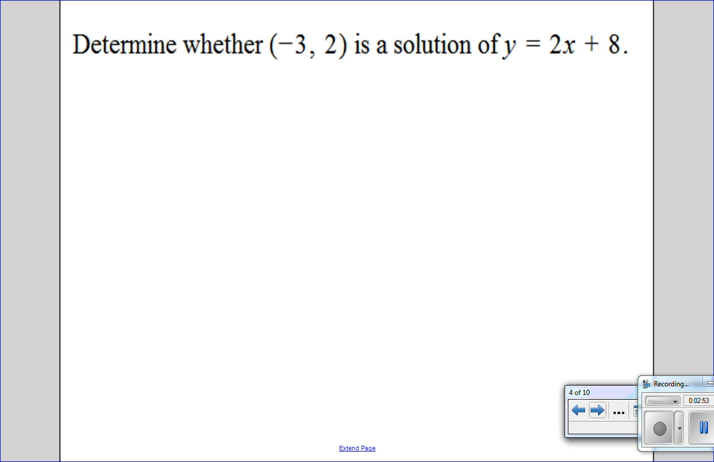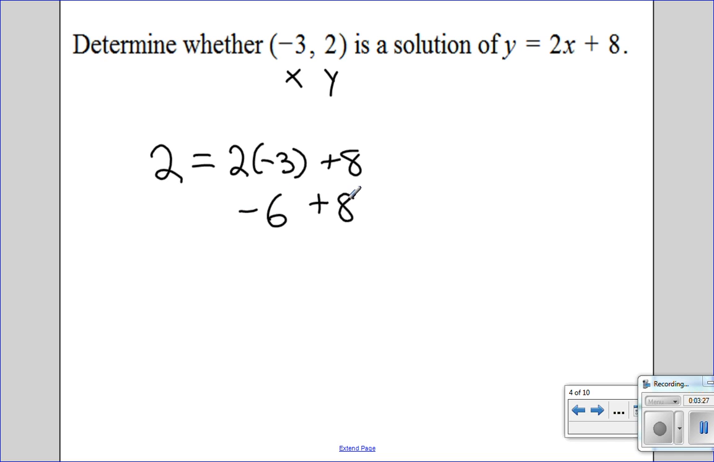So try this one on your own. Determine whether (-3, 2) is a solution of y = 2x + 8. So negative 3 is my x, 2 is my y. And I plug it in, and I get 2 equals 2 times negative 3 plus 8. 2 times negative 3 is negative 6 plus 8. Carry everything down. So is 2 equal to negative 6 plus 8? Negative 6 plus 8 equals 2. So yes, it is. So therefore, yes, it is a solution.